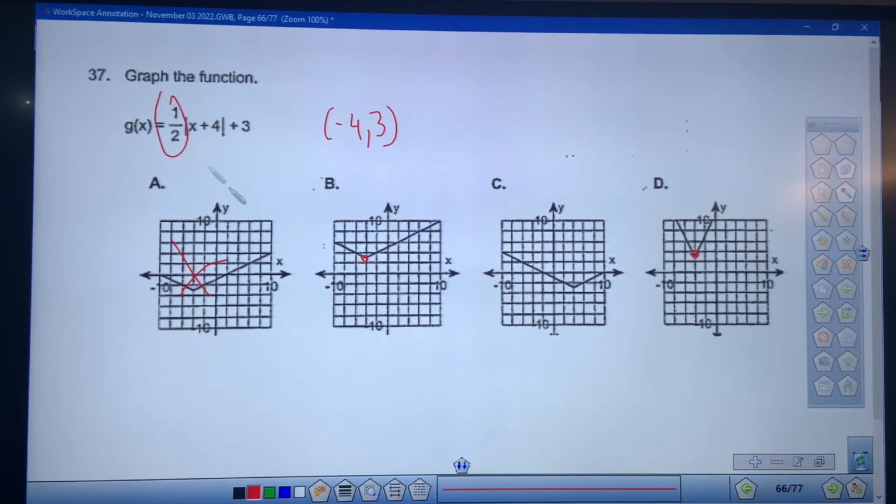But notice there's a 1/2 in front. So the slope is going to go up 1 over 2. This one goes up 2 over 1. Can't be D, has to be choice A.